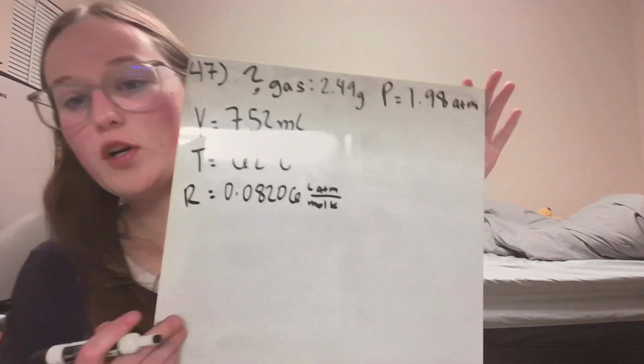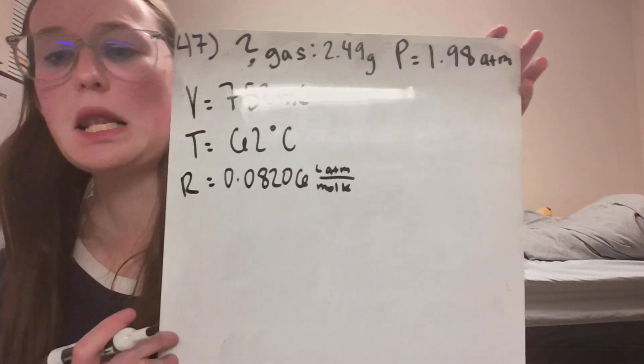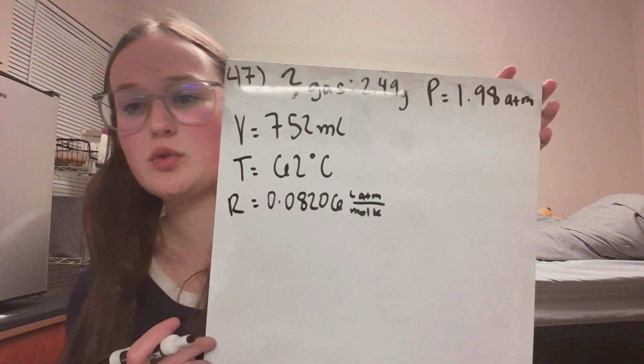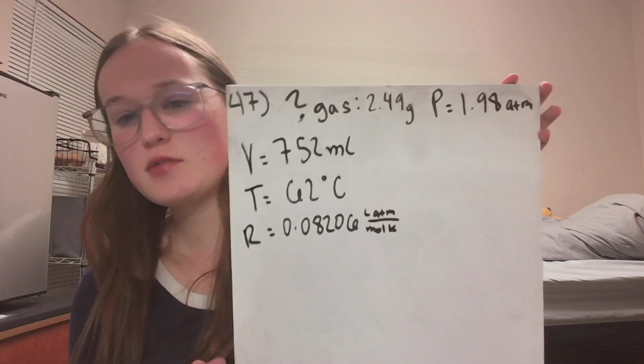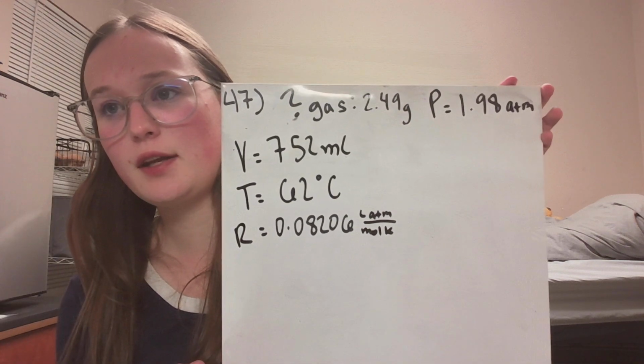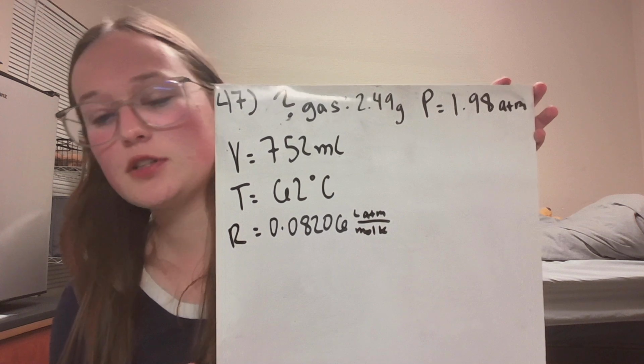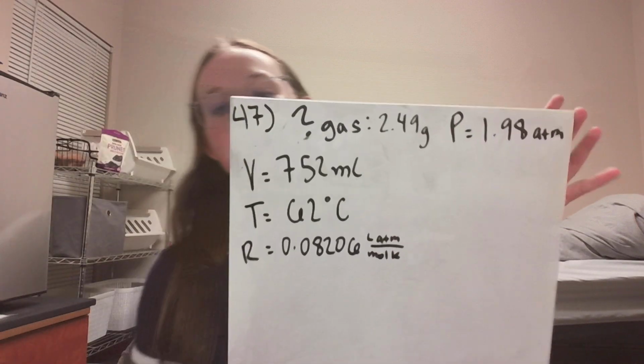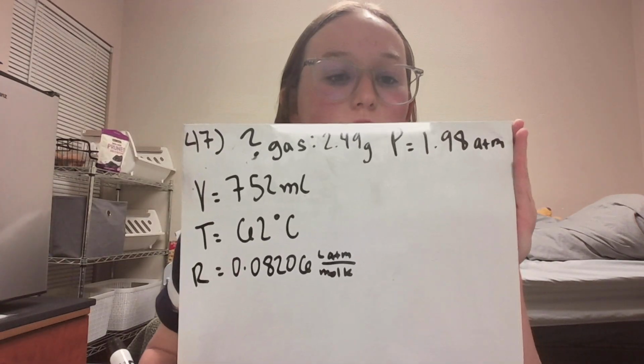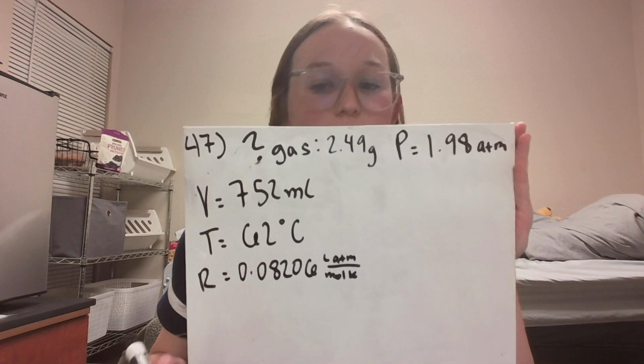Guys, so on to 47. So 47 is a little confusing because you get all the information in the problem. You have P, V, N, and T. So you might be wondering how this is going to work. So what we're trying to find is what the gas is.